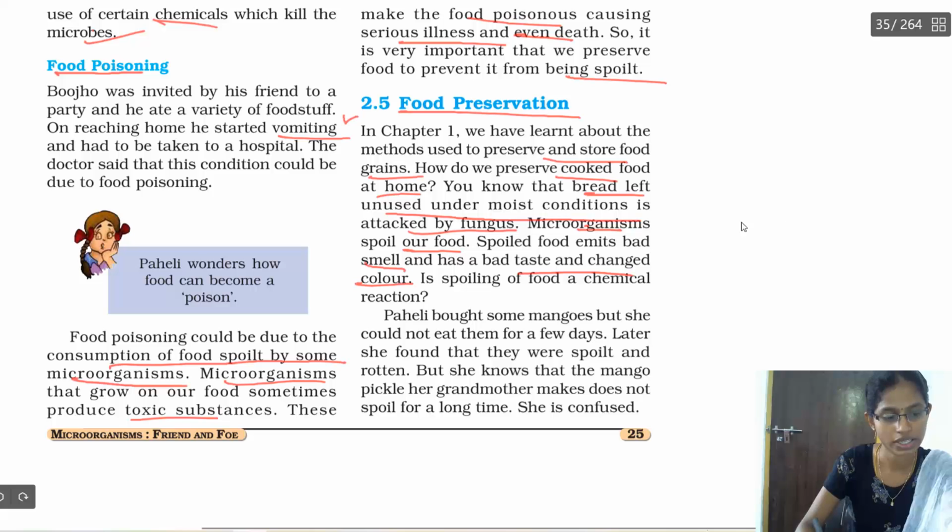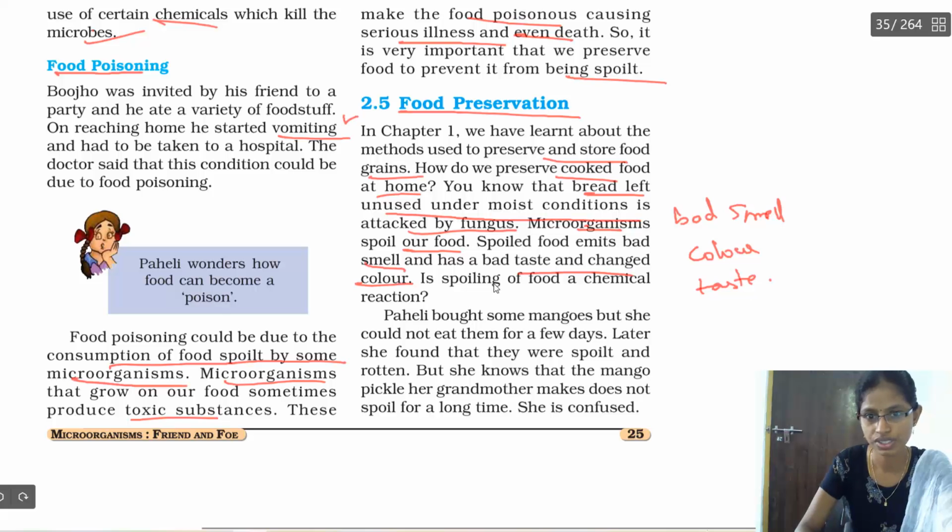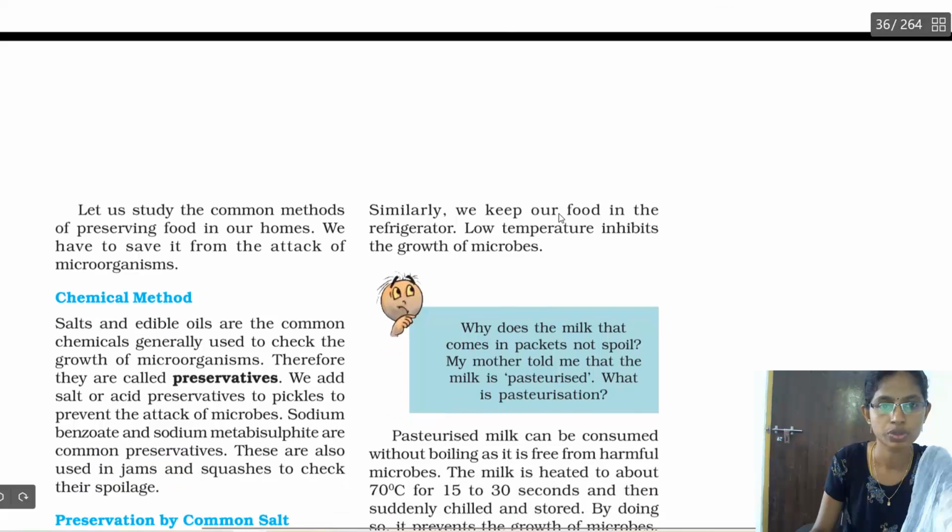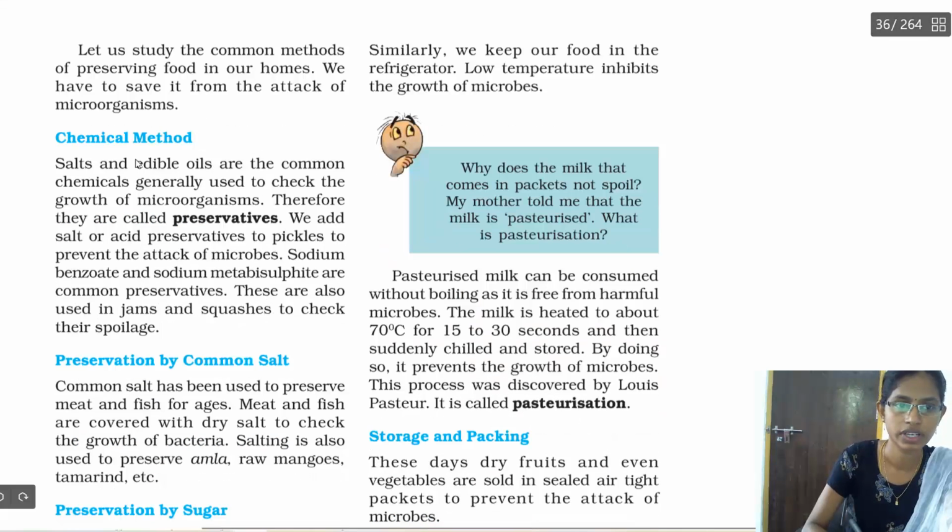How can you say that the food is spoiled? First thing is smell, you are going to get a bad smell. Another thing is the color changes, and the taste of the food is also changed, okay? So how are we going to preserve the food? We have some methods to preserve the food.